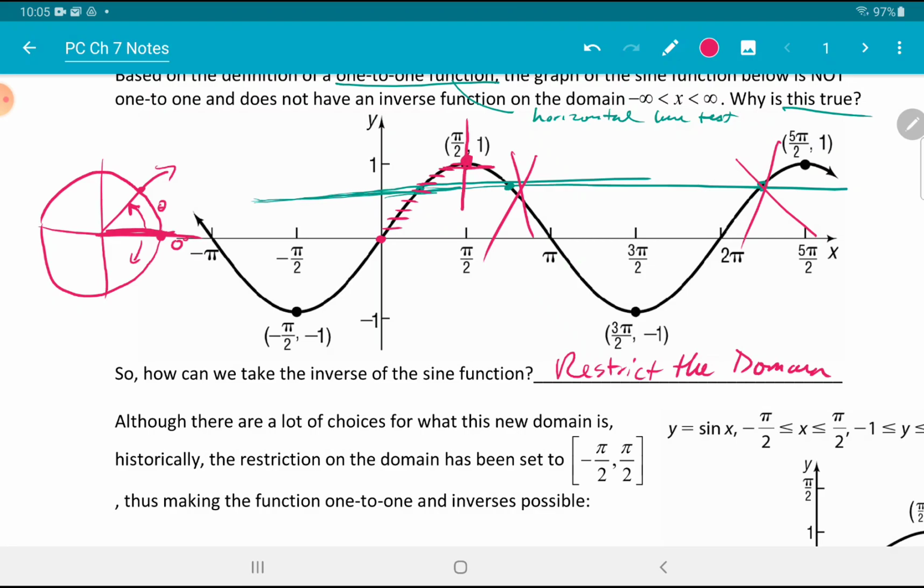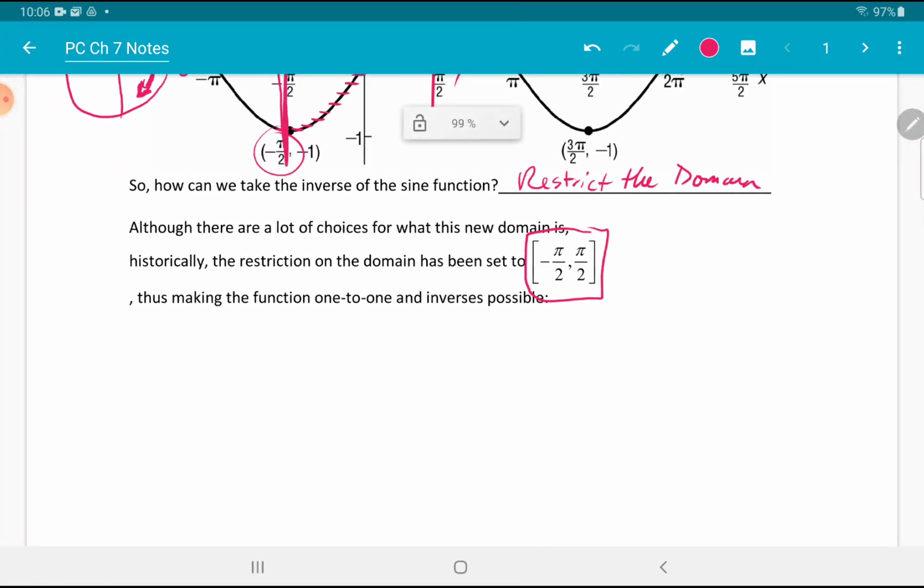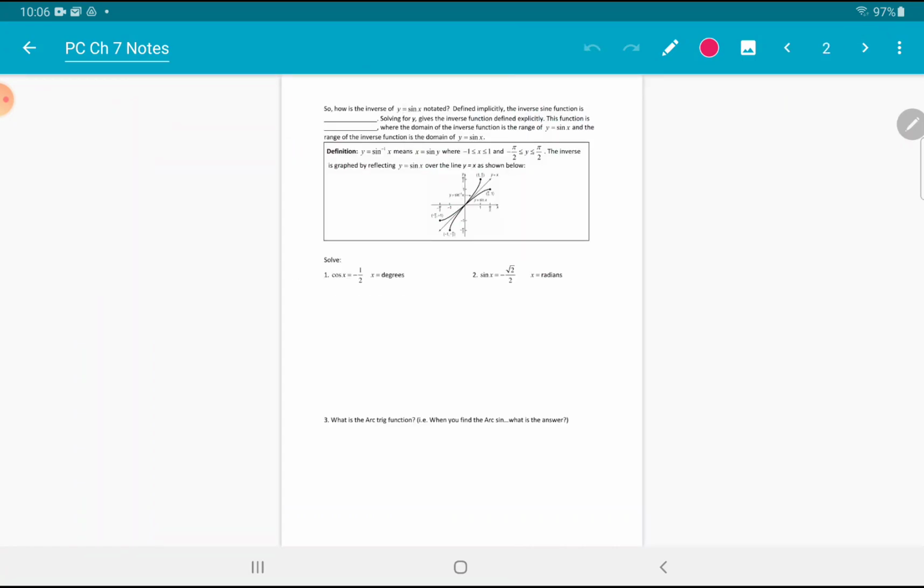So we need to stop it at the value of pi over 2. And then if you backtrack the other way, going clockwise, you can still pass the horizontal line test. But the moment that you don't pass the horizontal line test, right here, we need to restrict the domain again. So I cut it off right here, and that would be at the value of negative pi over 2. So we need to restrict our domain from negative pi over 2 to pi over 2 for the inverse sine function. Okay, moving on to the next page.